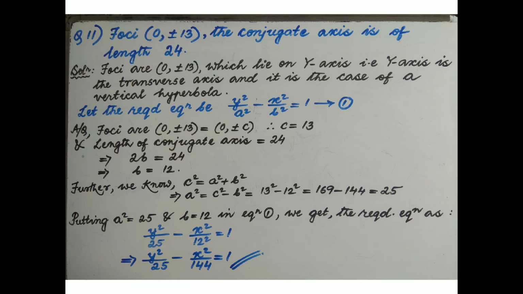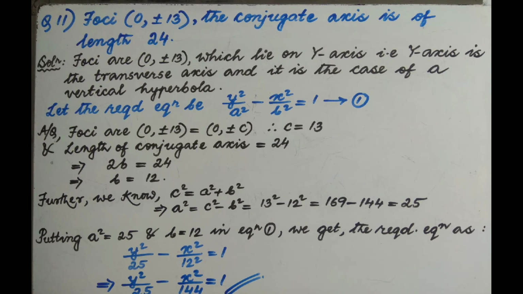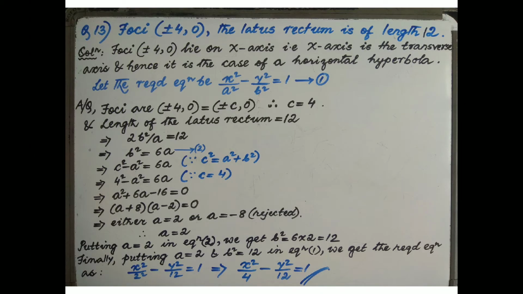Next, number 11. Foci is given to us as plus minus 0 comma plus minus 13. Conjugate axis is given to us of length 24. Here also we are asked to find the equation of the hyperbola. Now, same way the introduction shall be. First, the objective is to identify the type of hyperbola. Looking at the foci, where does the foci lie?